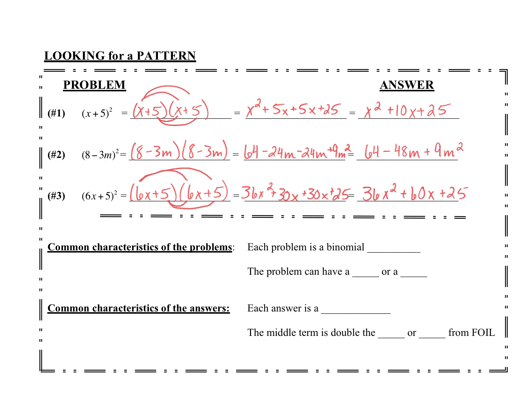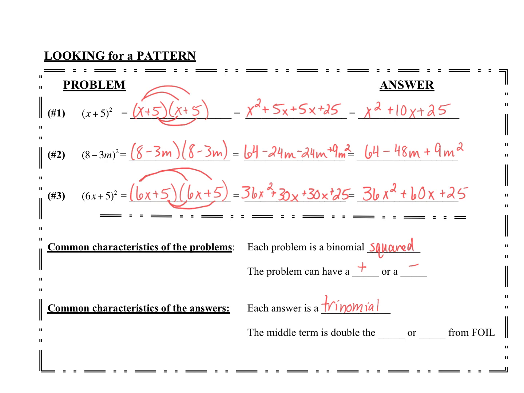So in each of these three problems, each problem is a binomial squared. We're squaring something with two terms. The problem can either have addition or subtraction. So we can have an x plus 5 squared, or we can have something minus something squared. It's not always going to be something plus something times something minus something. We can have addition or subtraction in there now. And when we're squaring a binomial, each answer is a trinomial. So sum and difference is a binomial, but squaring something gives us a trinomial.